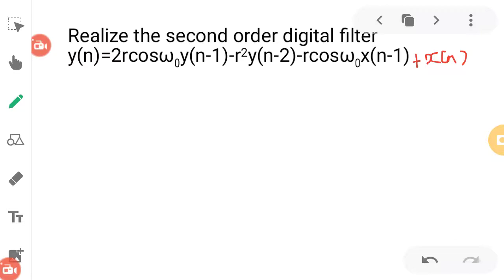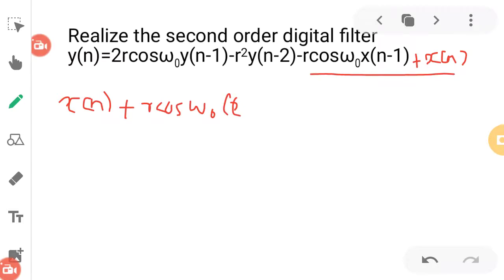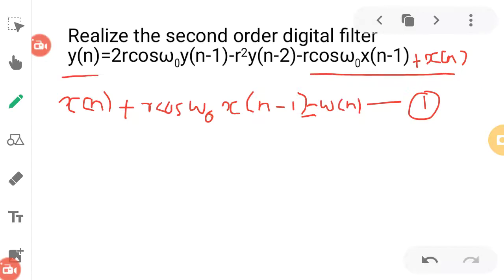Now we will take this x of n and x of n minus 1 as w of n. That's why we can write x of n minus r cos omega 0 into x of n minus 1. Okay, this is equation number 1, and this will be equal to w of n. Now the second term will be this thing.